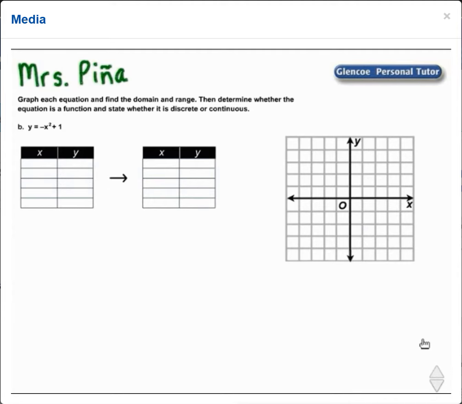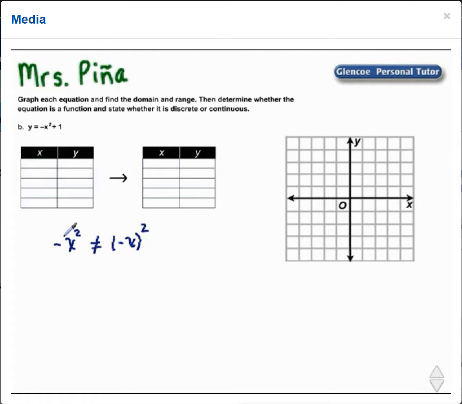Part B, y equals negative x squared plus 1. For this problem, one of the things you have to be careful of is the negative outside of the x squared, because negative x squared is not the same thing as the quantity negative x, squared.